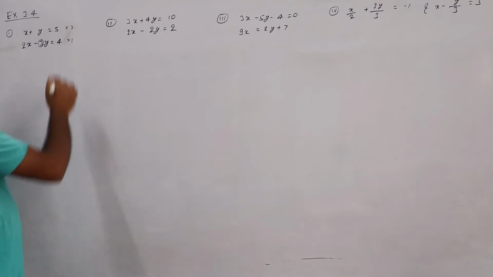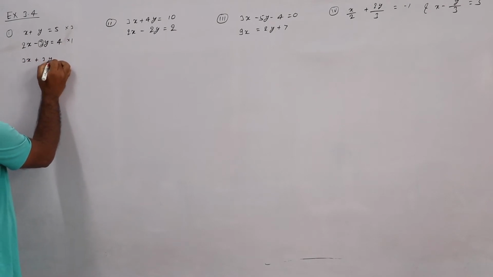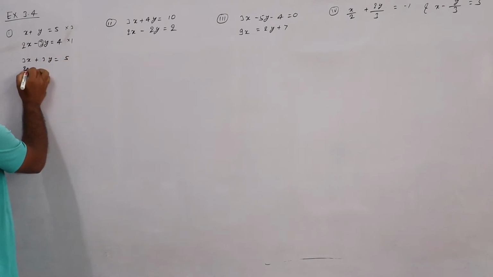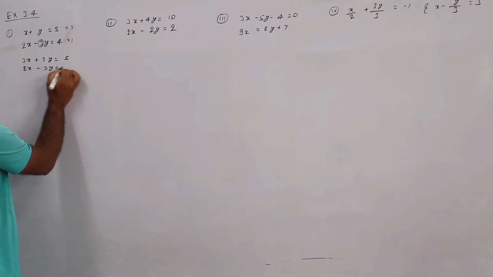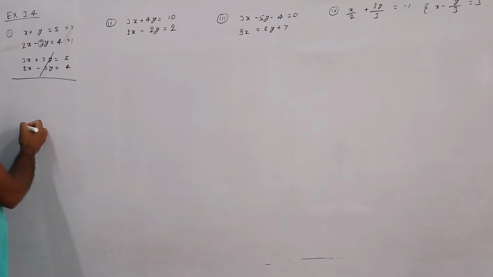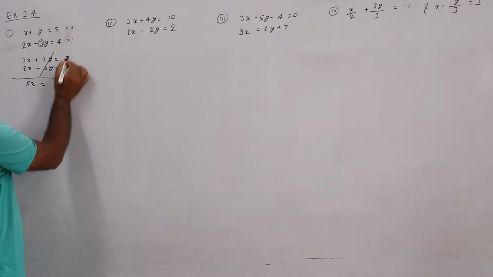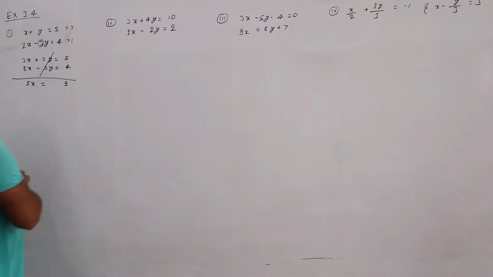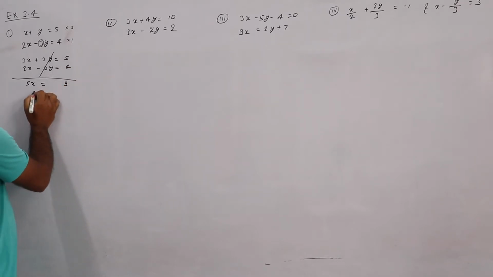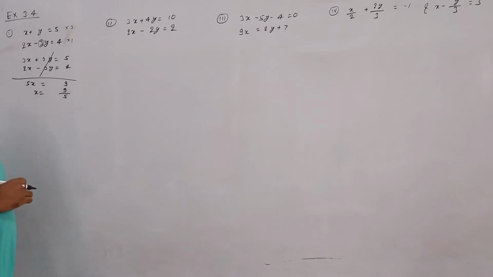So after that what do we get? 3x plus 3y is equal to 5 and 2x minus 3y is equal to 4. Now see, these two cancel, plus and minus cancel, right? Now what becomes? 5x is equal to 9. So x is equal to 9 by 5.